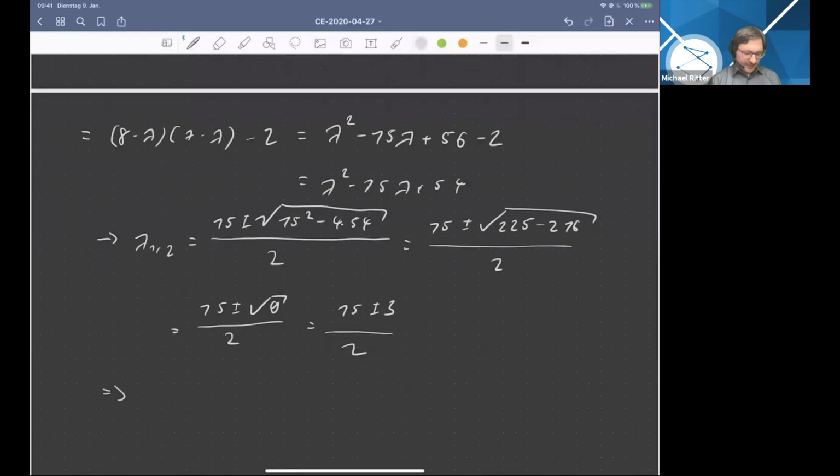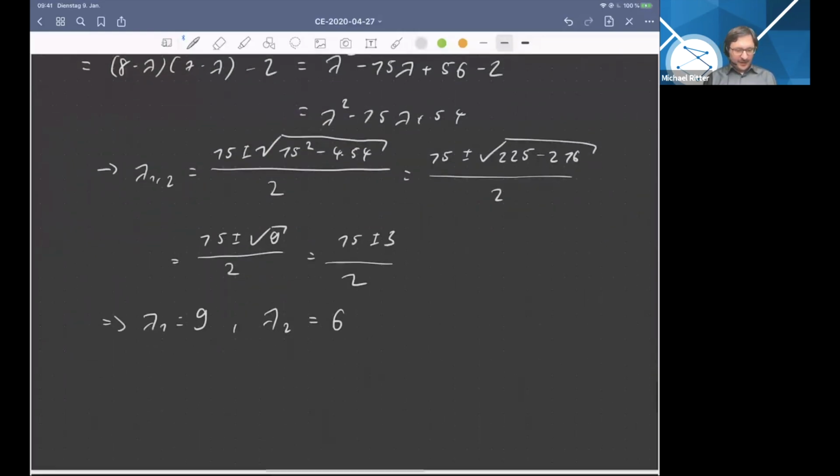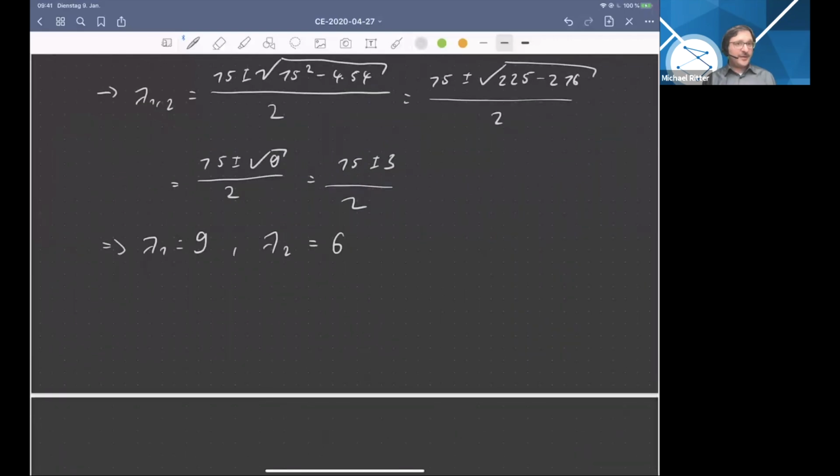And that means our roots are lambda 1, 15 plus 3 is 18 over 2 is 9. And lambda 2, 15 minus 3, that's 12, and divided by 2, that's 6. So these are the roots of our characteristic polynomial. These are the eigenvalues of A.